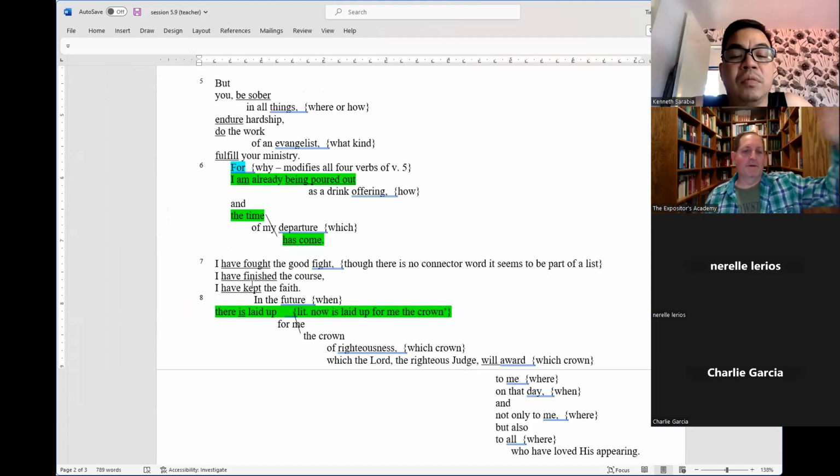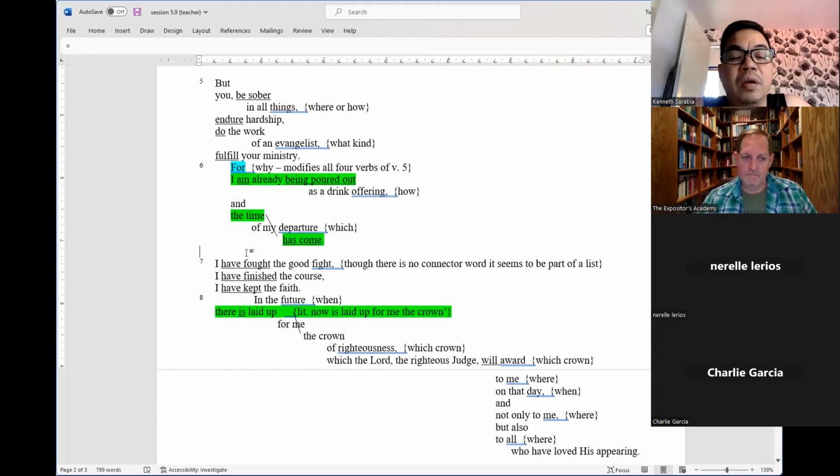Verse 5, he's given him a command. Verse 6, he's saying, I'm being poured out as a drink offering. Basically, my life is over. I'm nearing the end of my life, right? I'm being poured out as a drink offering is a picture of sacrifice. I'm being sacrificed. I'm going to die. The time of my departure has come, right? That's what he's saying here.